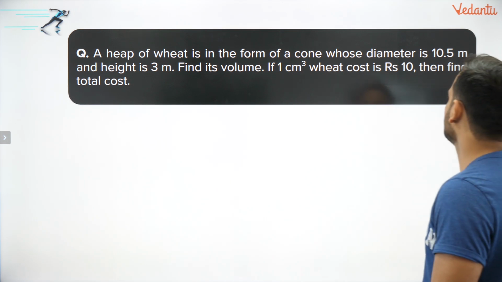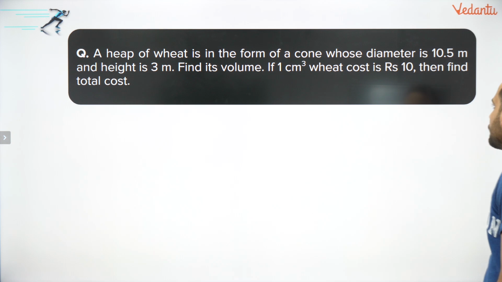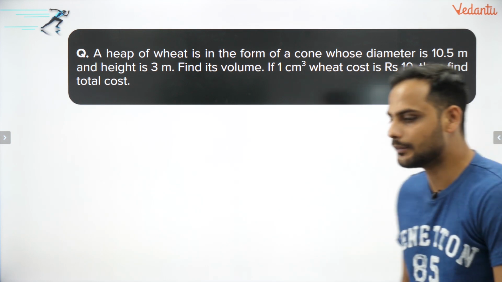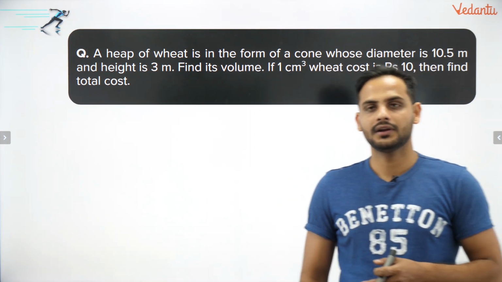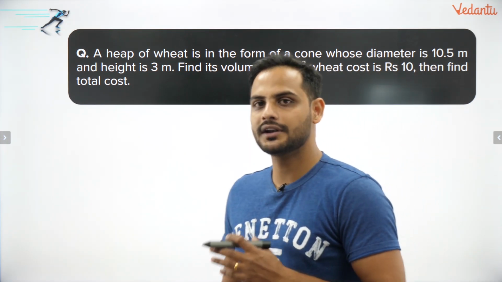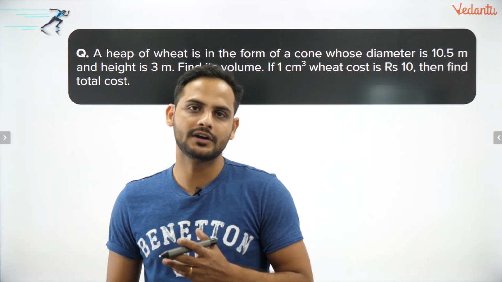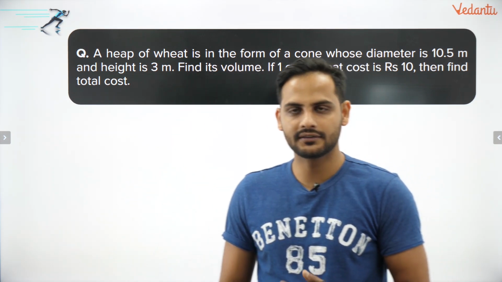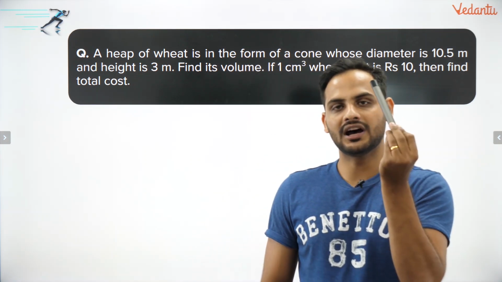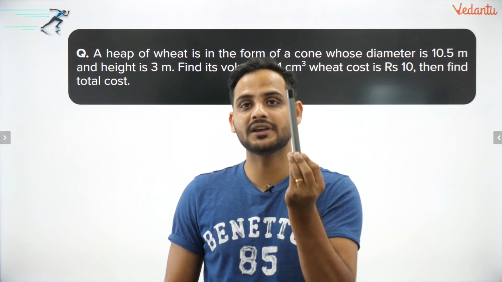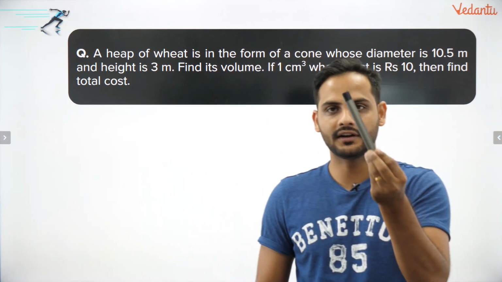If 1 centimeter cube of wheat costs ₹10, then find the total cost. Now, bachcho, the first thing I would like to tell you all is that whenever you make any shape, the quantity of the material from which it is made is determined by the volume. Suppose I have a solid iron cylindrical bar, so the amount of iron present in it will be equal to the volume of this cylindrical rod.